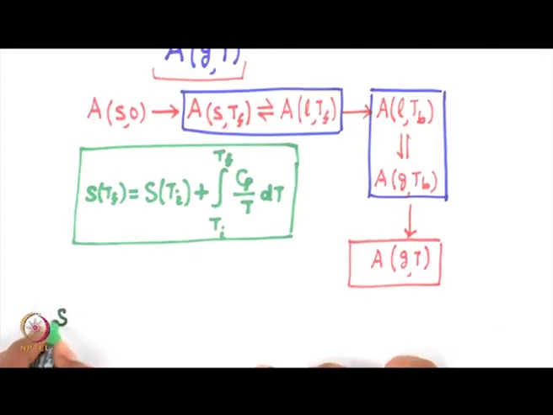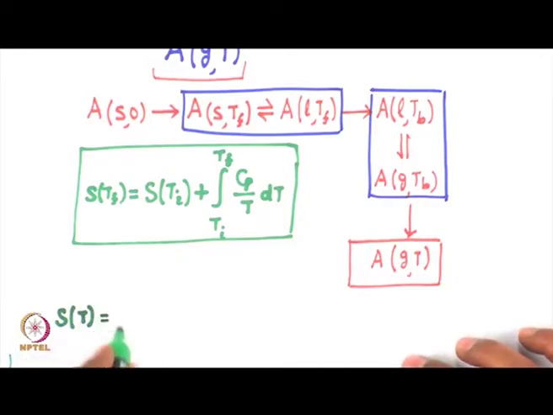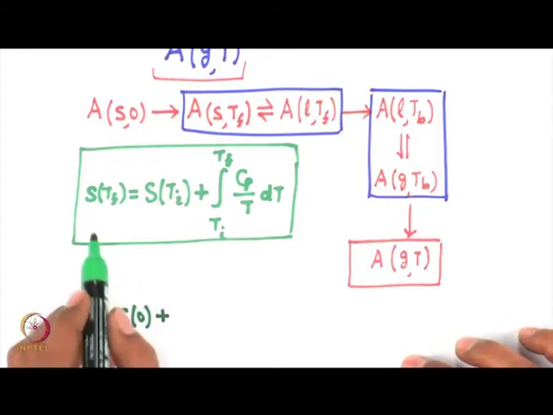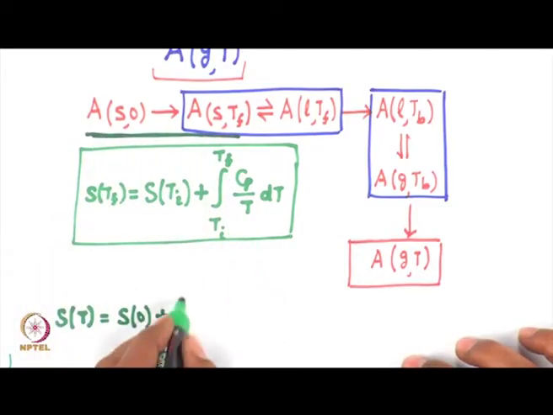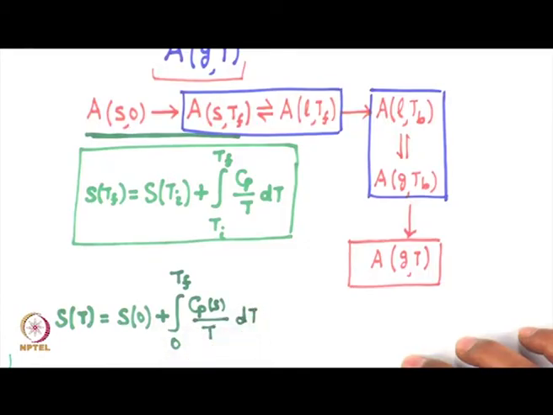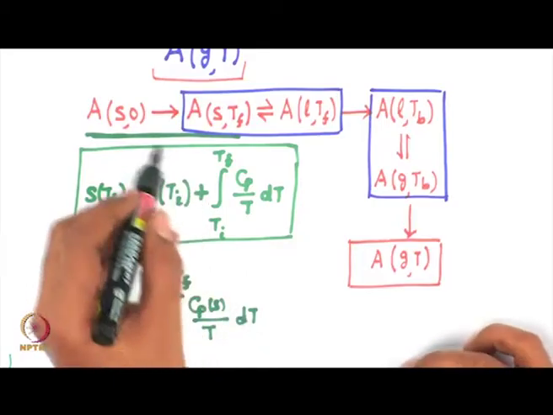The entropy of A at temperature T will be equal to entropy at 0, that is my reference, plus for this process, the first one, I need to add this integration, that is 0 to Tf Cp of solid divided by T dT. So, I have taken care now of this step.